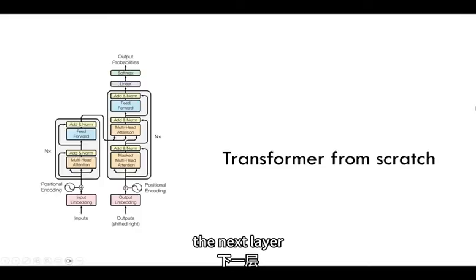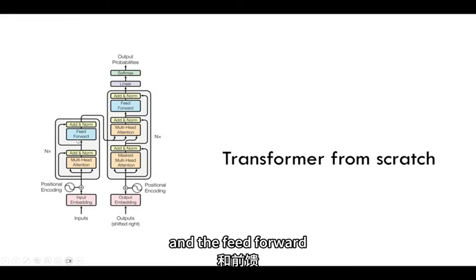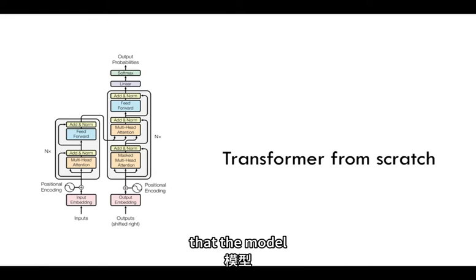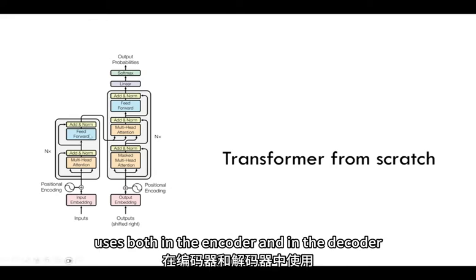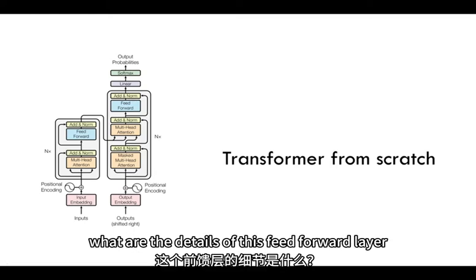The next layer we are going to build is the feed forward. The feed forward is basically a fully connected layer that the model uses both in the encoder and in the decoder. Let's first have a look at the paper to see what the details of this feed forward layer are.